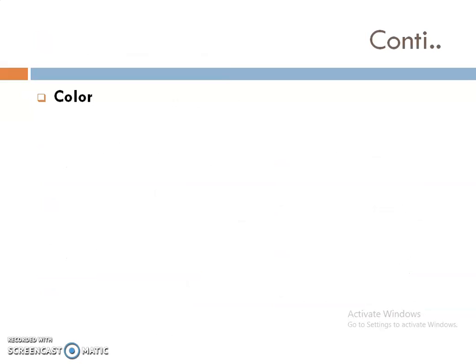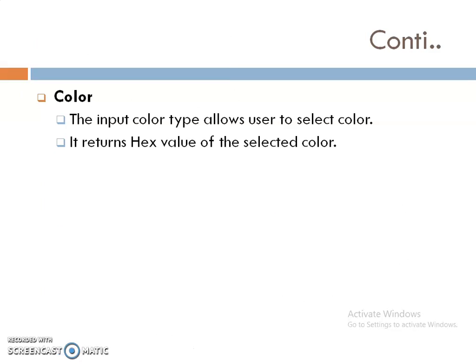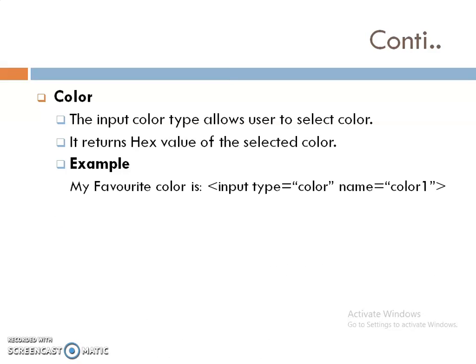Now we will discuss the first input type, which is color. It accepts only a particular color value and it returns a hex value for the selected color. For example, my favorite color is a label, and then we pass an input field in which we specify type is equal to color. That means this input field can accept only color type of value. And here we are giving a user defined name to the particular field as color one.